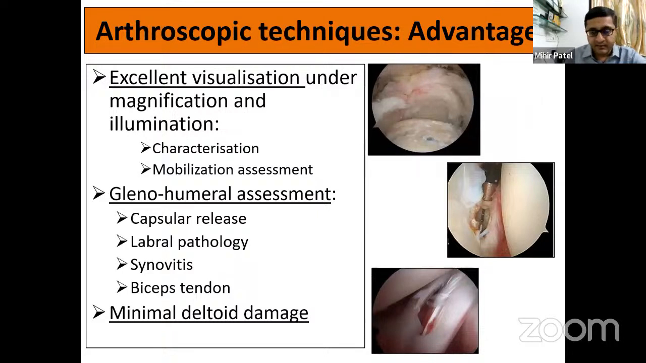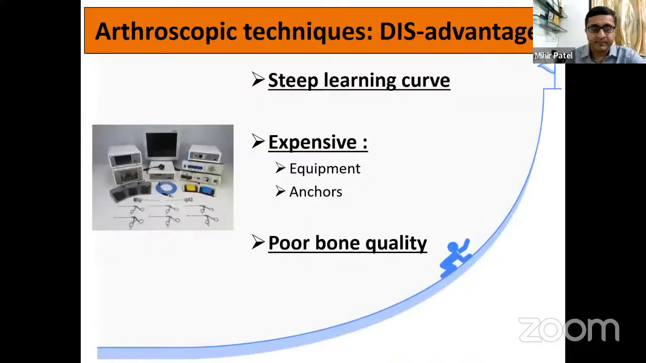So the advantage, I feel, in an arthroscopic technique is obviously we are seeing everything magnified under fantastic illumination. You can characterize a tear, you can mobilize, you can assess what kind of tear pattern it is. And I think one of the most important advantages of the arthroscopic technique is the assessment of the glenohumeral joint, because many times a lot of pathologies in cuff tear patients are in the glenohumeral joint also, namely adhesive capsulitis, which requires a capsular release. A lot of times labral pathologies are there, like we just discussed the superior labral tears, synovitis, and even involvement of the biceps tendon. And also, I feel the arthroscopic technique minimizes deltoid injury. In fact, I feel it is almost zero when you do it arthroscopically.